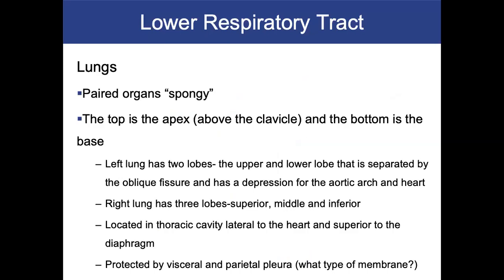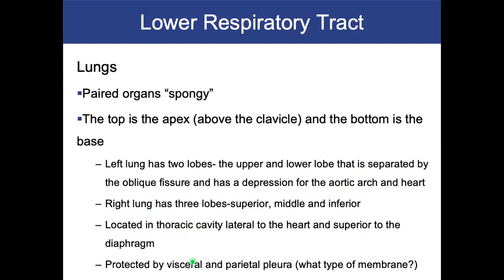Your lungs are paired organs. They're spongy. The top is the apex, so it's flipped from the heart. Remember, the bottom of the heart was apex. The top of each lung is apex, and it actually sits right under and above the clavicle, and the bottom is the base. Your left lung has two lobes, upper and lower lobe, separated by the oblique fissure, and has a depression in it for the aortic arch and heart. And then the right lung has three lobes, superior, middle, and inferior. They're located in the thoracic cavity, lateral to the heart and superior to the diaphragm.